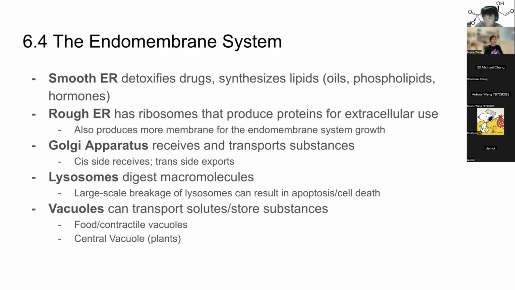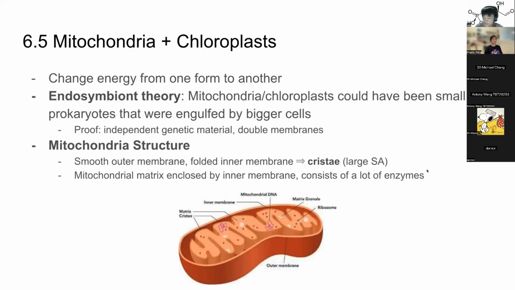And then plants have large central vacuoles for storing water. In case there's a water shortage, the cells will still have enough water from the central vacuole. The next are the mitochondria and chloroplasts. So mitochondria and chloroplasts change energy from one form to another. Mitochondria use sugars, and chloroplasts use the energy inputted from light to create sugars.